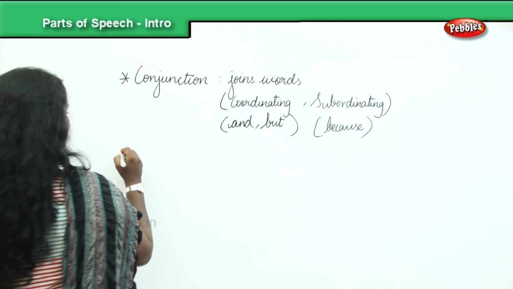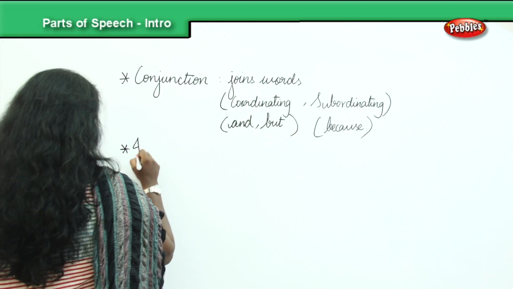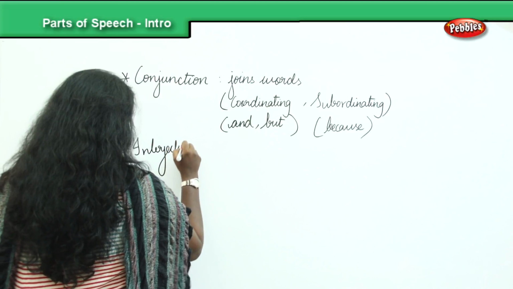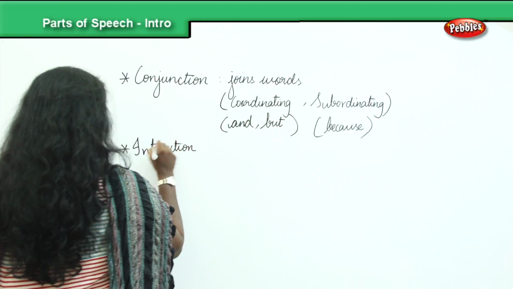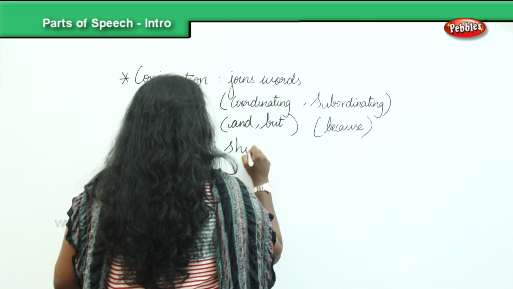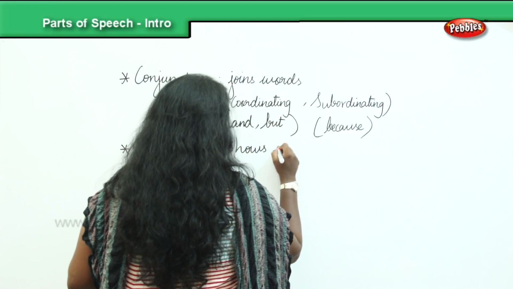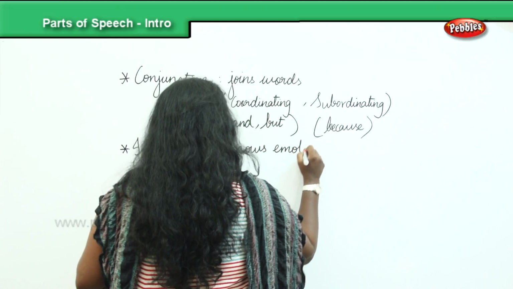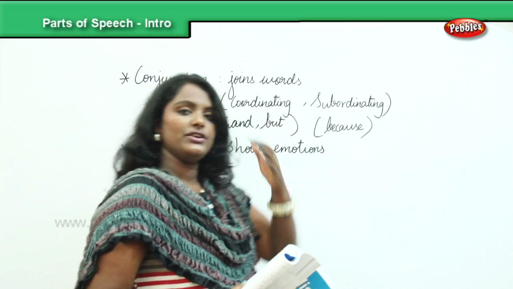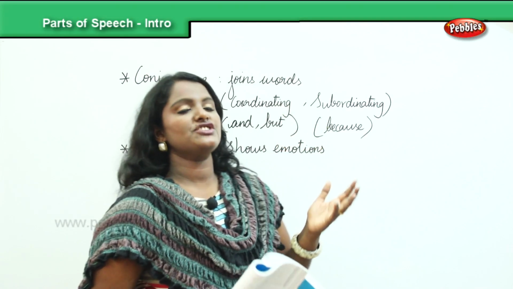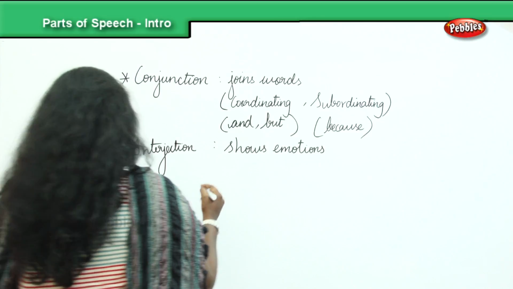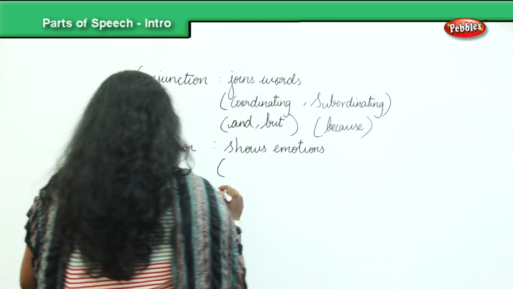Moving over to the interjections. That's the last part of speech. Interjection is quite interesting. It always shows emotions. Now, how do we show emotions through English? Through our facial expressions? Yes, fine. But how are we going to go about it with English? Let's see the different types of interjections.